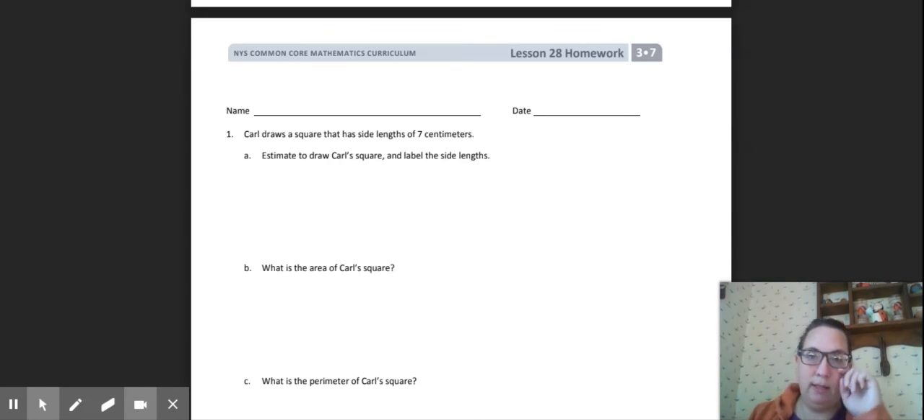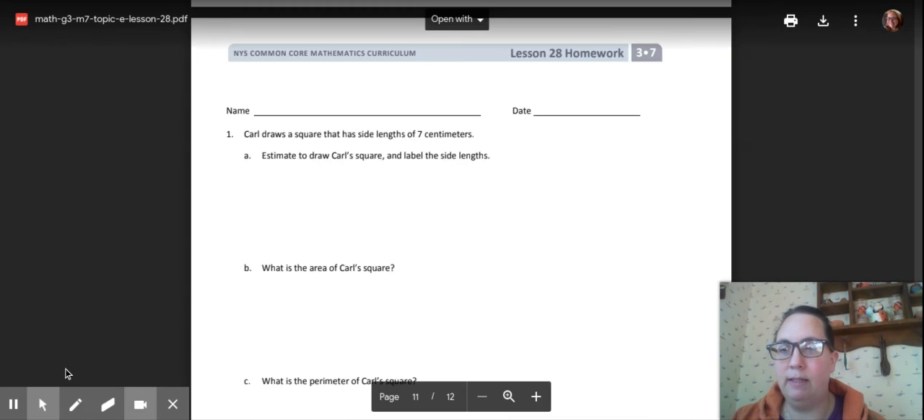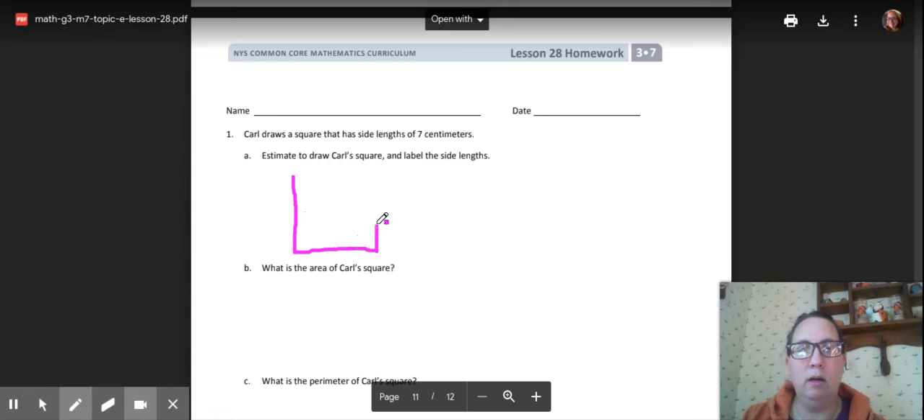So Carl draws a square that has side lengths of 7 centimeters. So remember, a square, every side should be about the same length. So just do the best that you can. Well, you won't, I will. So I will do the best I can to make them all look about the same. And it says they are 7 centimeters. So I'm going to put 7 by each one. I would put centimeters if I was on an actual paper. This is kind of hard to use to draw on. And A, estimate and draw Carl's square and label the side lengths. I did that.